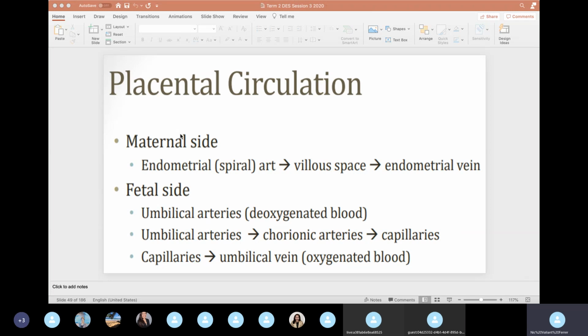atrial septal defect, you need the PDA to be open, right? Or else the baby will have cyanosis. So what are you going to give in order to keep the PDA open? Prostaglandin E1 and E2. It keeps the PDA open. Don't forget that one from term 1. So umbilical arteries, deoxygenated blood. Umbilical vein, oxygenated blood, okay, from the fetal side.